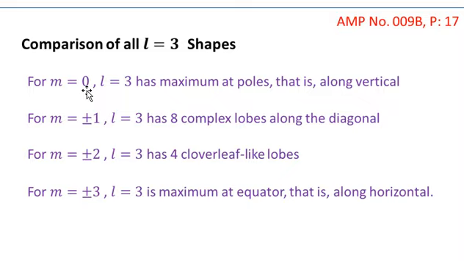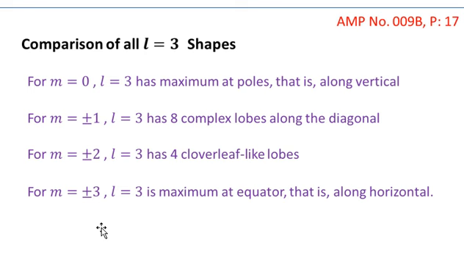Seven cases are associated with l is equal to 3. m is equal to 0, 1 case. m is equal to plus minus 1, 2 cases. m is equal to plus minus 2, now 5 cases, and m is equal to plus minus 3. So this total becomes 7 cases. So we have discussed l is equal to 0, l is equal to 1, l is equal to 2, l is equal to 3, and all the possible values of m have been discussed.